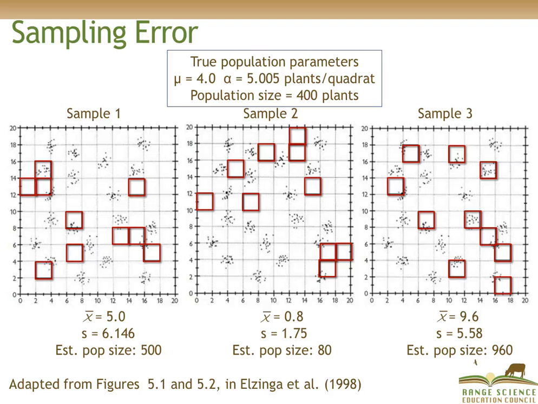So let's take a little closer look at examples of sampling error. In this case, we're looking at three schematic diagrams of the same population. Individuals in the population are represented by the little dots. The true population size is 400 plants, and the differences between the samples are simply due to the location of the quadrats. Now the true mean density of this population is 4 plants in the size of a quadrat. And in each one of these samples, the density was estimated using 10 quadrats, but they were located randomly, and so that's the major difference here.